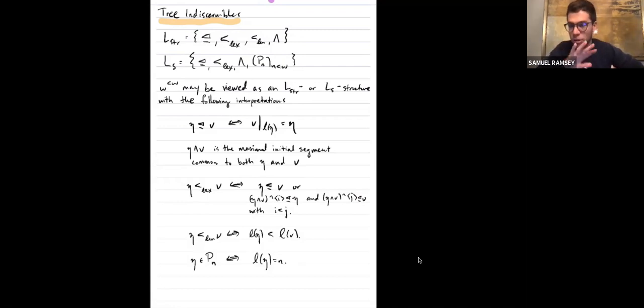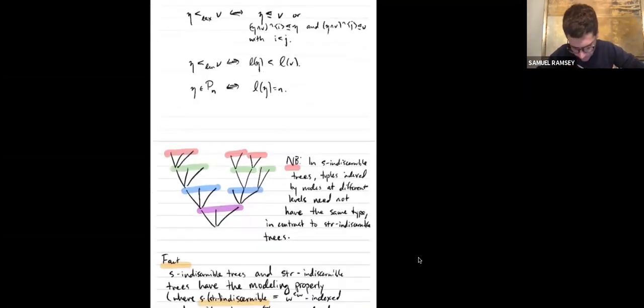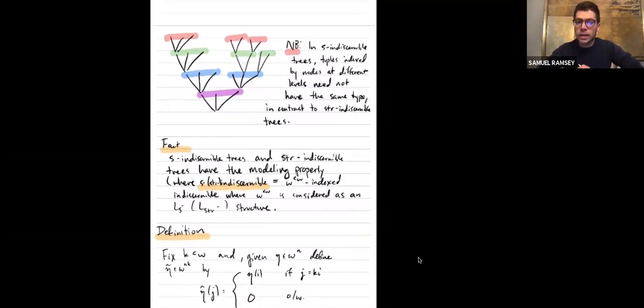So STR indiscernibility strengthens S indiscernibility, but the converse is not true. You can be S indiscernible without being STR indiscernible. The example I want to give here is this picture. In S indiscernible trees, tuples indexed by nodes at different levels need not have the same type. Why? Because the definition of indiscernibility says that when two things have the same quantifier free type, the things that they index should have the same type.